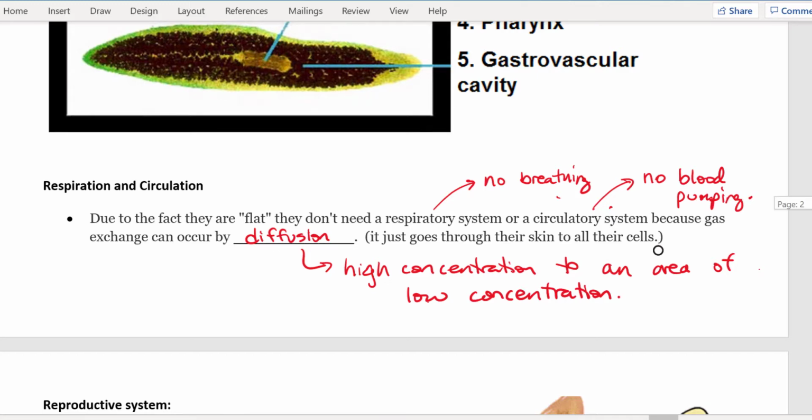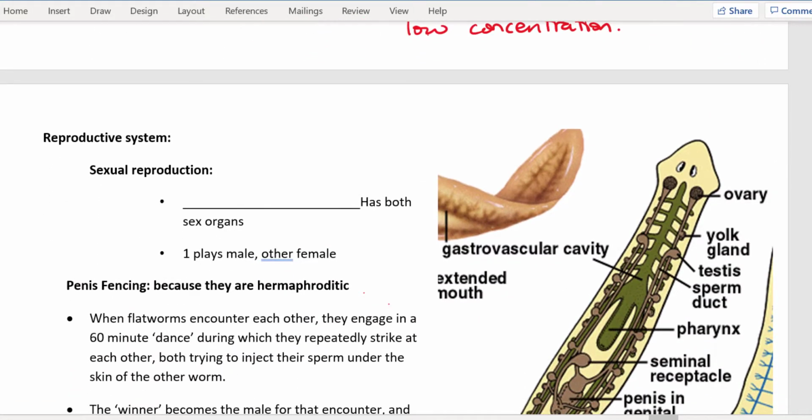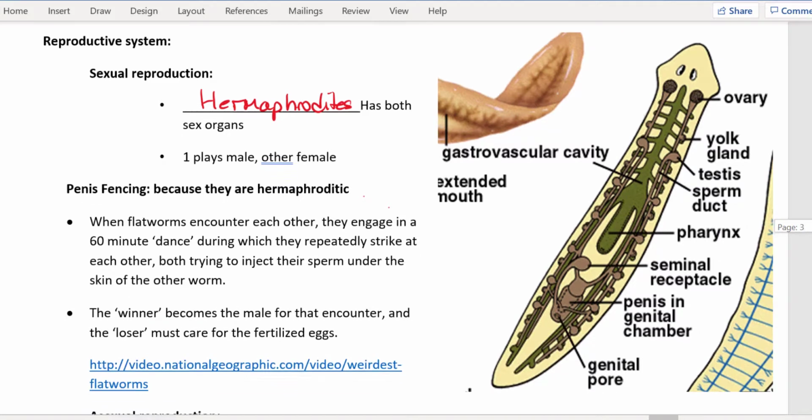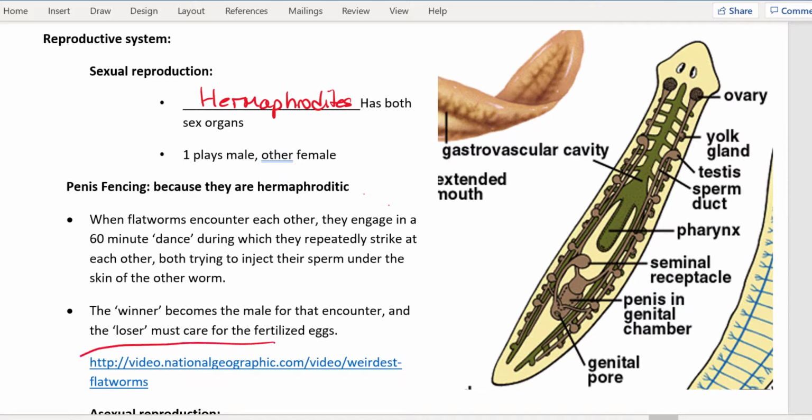Now, on to the best part, we've got the reproductive system. They do both types of reproduction, and these organisms that do that are hermaphrodites because they have both sex organs, so they can be male and female at the same time. Now, what I want you to do is watch this video right here, best flatworm video ever. And this is called penis fencing. So check it out, and you'll know what I mean.